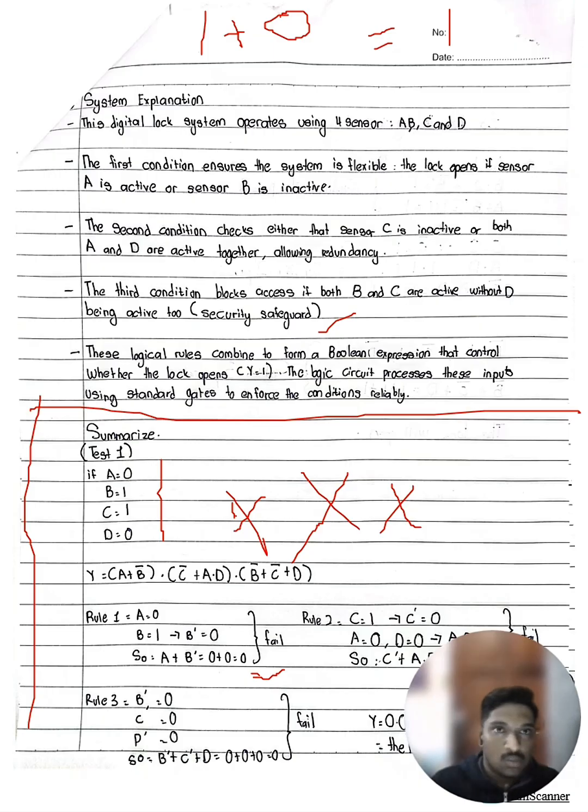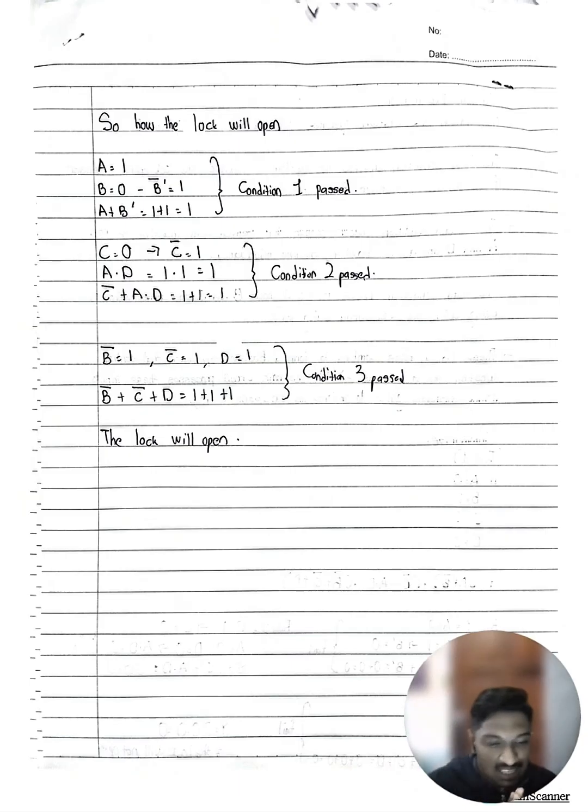The lock won't open, so what is the function of the lock? Okay, now we go to the function, how the lock works. With this scenario, A equals 1, B equals 0. So you mean A equals 1. A is active, B is inactive. So B bar is active. So A plus B bar equals 1 plus 1, 1. Okay, rule 1 passes.